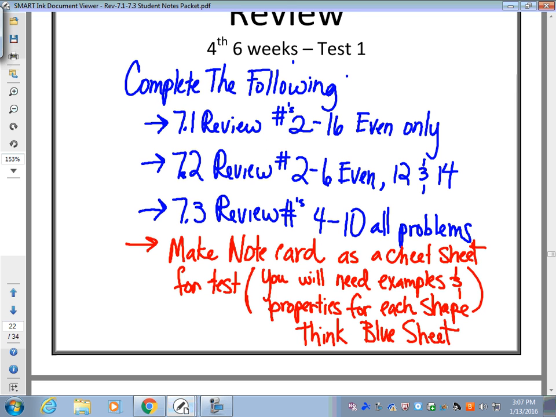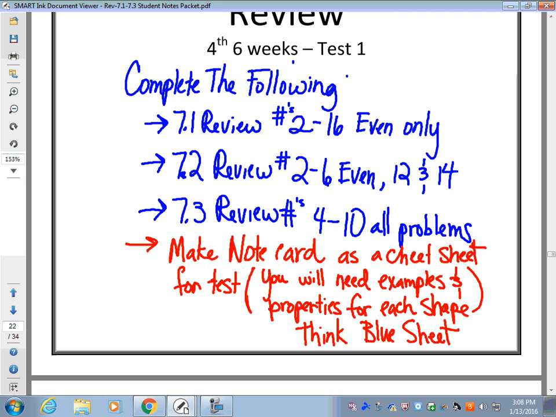In this review section, you have 3 parts. It's 7.1, 7.2, and 7.3. If you want to take a picture of this, you can, or write it down. But for 7.1, I need you to do 2 through 16 even only. For 7.2, you're going to do 2 through 6 even, and 14. 7.3, 4 through 10, all of the problems, okay?